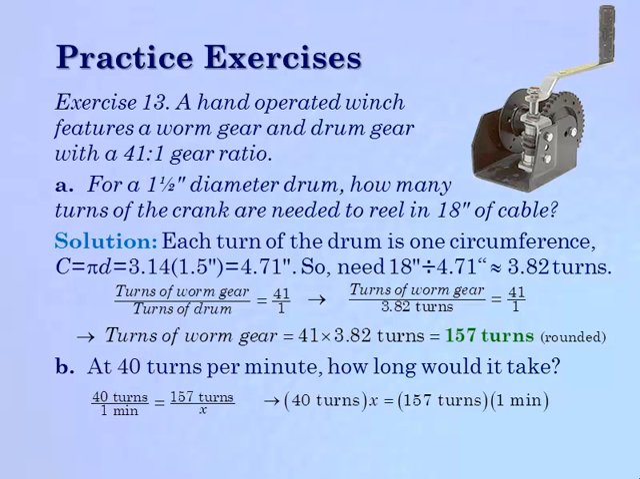So we cross multiply, and we get 40 turns times X equals 157 turns times 1 minute, and we're going to solve for X by dividing both sides by 40 turns, and we have 157 turns divided by 40 turns times 1 minute, and the result will be 3.9 minutes. So it'll take you almost 4 minutes to reel in 18 inches of cable with this one gear.